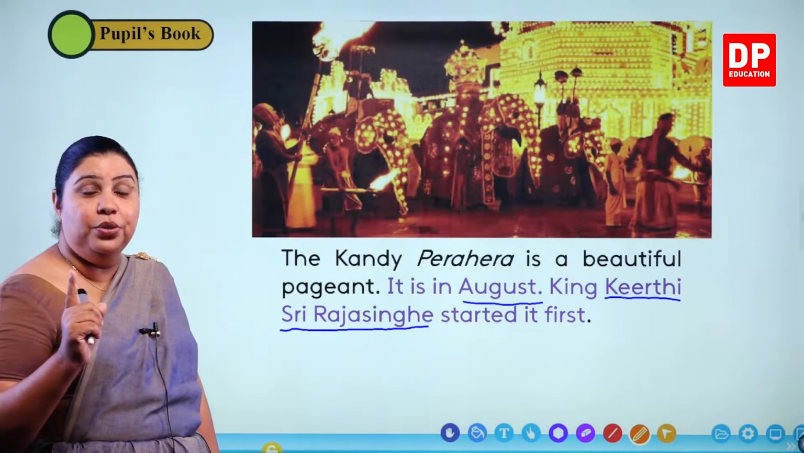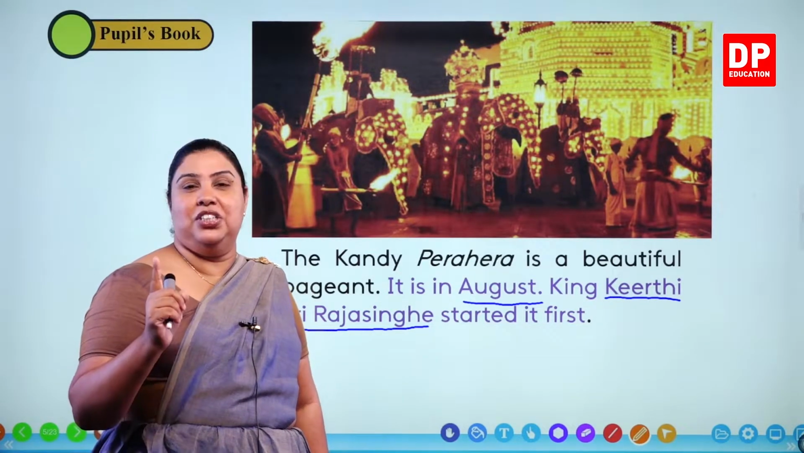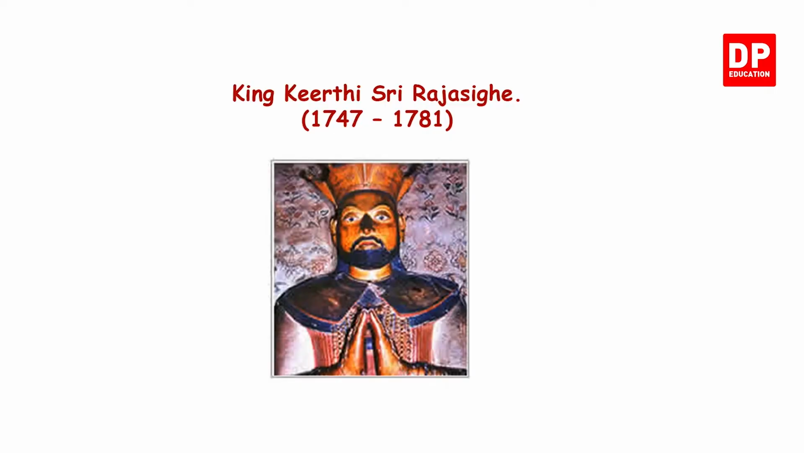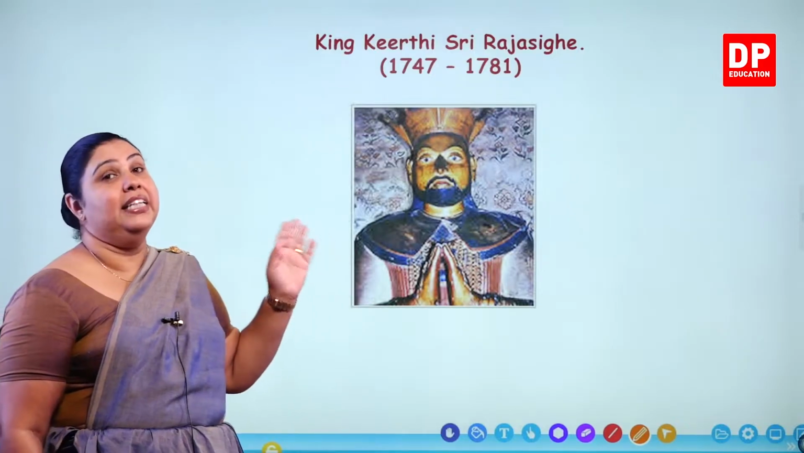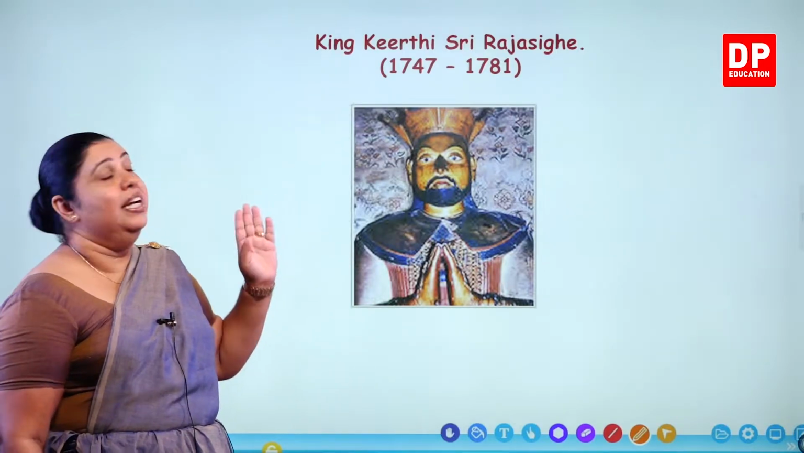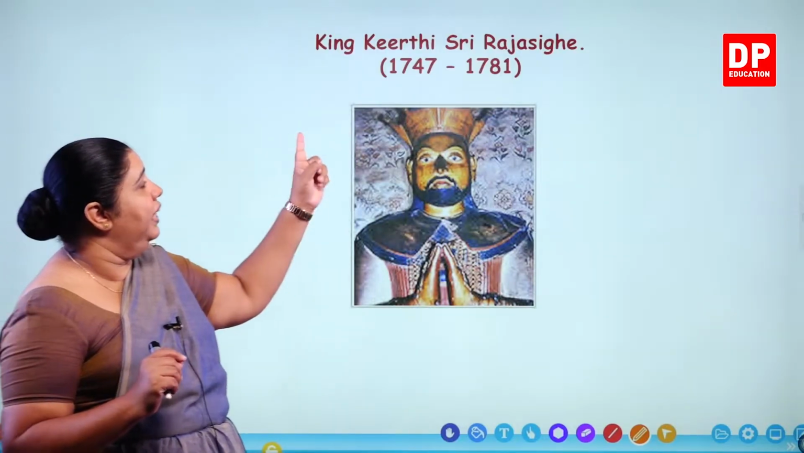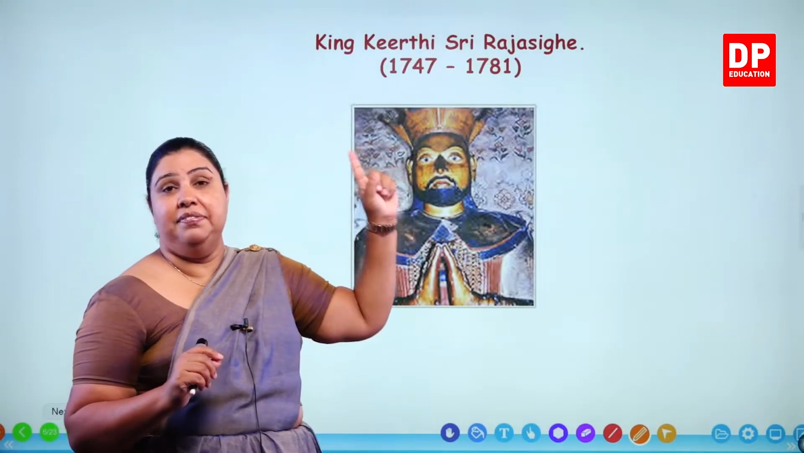Right, now we are going to move on to our next slide. Now, I have brought you pictures that are relevant to what you have already read. Look at this. This is King Kirtisri Rajasingha. This is a picture of this great king, Kirtisri Rajasingha. And he ruled our country from the year 1747 to the year 1781.